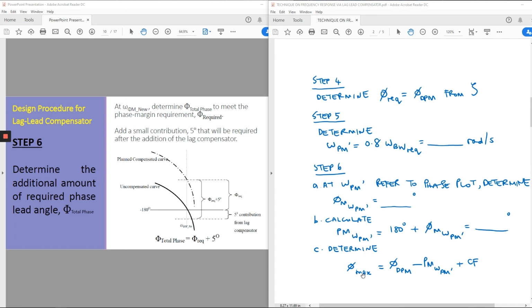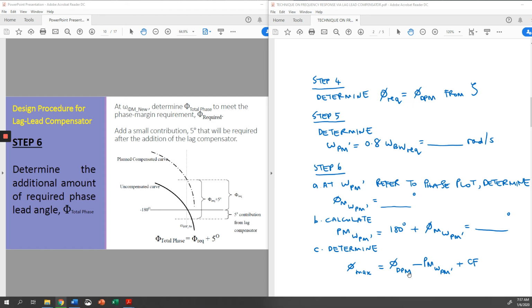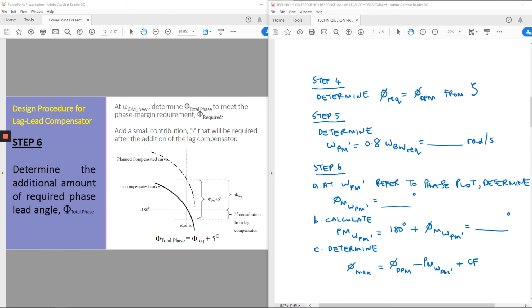And the last one, we determine the required phase lead angle, which we label as phi max. So phi max is equal to the desired phase margin from step 4 minus the phase margin at omega PM prime from step 6b, plus the correction factor given in the question. So it will be in the range of 5 until 12 degree. So check the question for the value of the correction factor. We continue in the next video from step 7. Thank you very much.